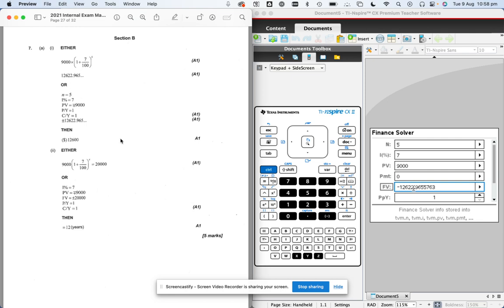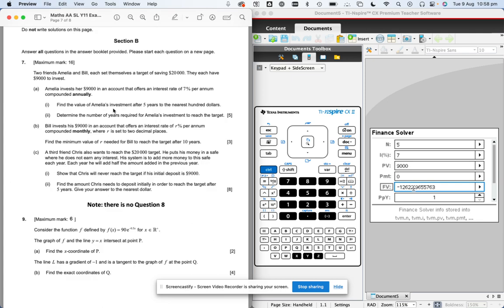So that's what you would write down to the nearest $100. So it's literally just doing that. Okay, let's do this a little bit faster for this one. Determine the number of years required for Amelia's investment to reach the target. Remember, the target was $20,000.